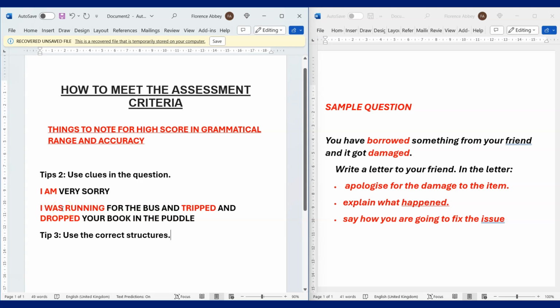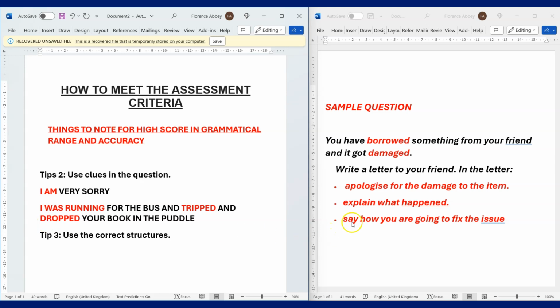Okay, not "I am running", but "I was". Okay, so I was running for the bus and I tripped, not "trip" but "tripped", to show a past tense. Not "drop" but "dropped" as a past tense for it.